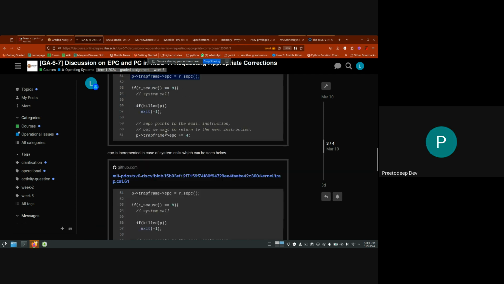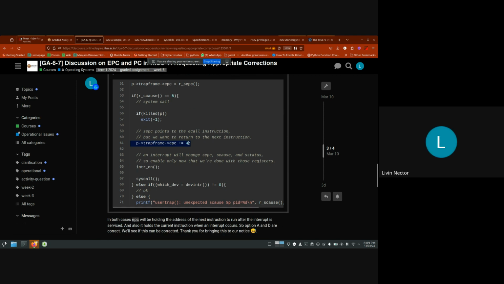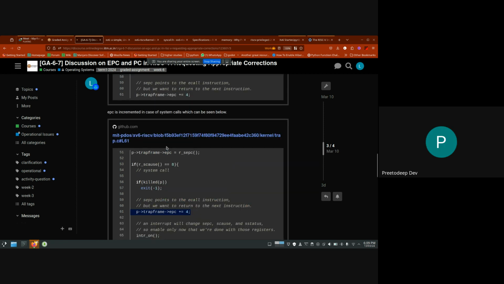Can you explain that incrementation by 4? Yeah, 4 is the size of the instruction. Each instruction is 4 bytes. So when the eCall instruction is called from user mode, we came from that instruction, so that's the current instruction. We shouldn't be returning back to the same instruction because it will go back and call the eCall again. So you go to the next one. Okay, yeah, makes sense. Got it.